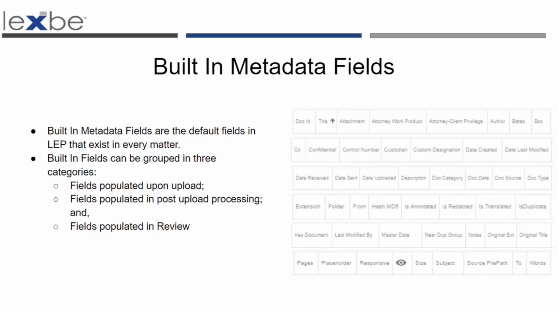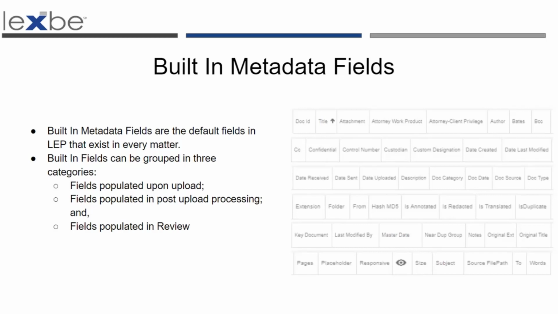Built-in fields that are not associated with metadata extraction but may be populated during the upload process or post-upload processing include doc ID, Bates, control number, custodian, date uploaded, doc category, doc source, is annotated, is redacted, is translated, is duplicate, and near dupe group.